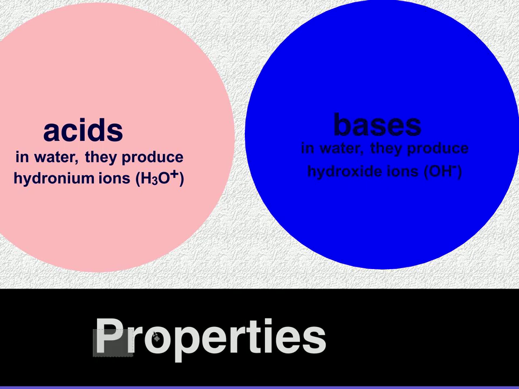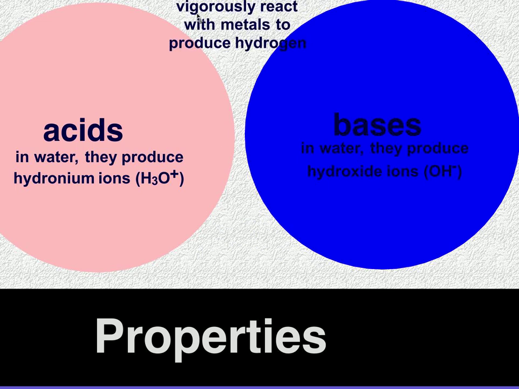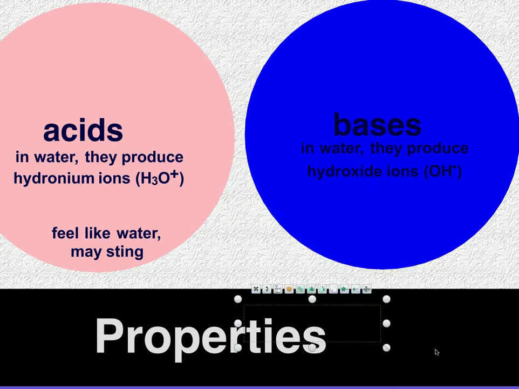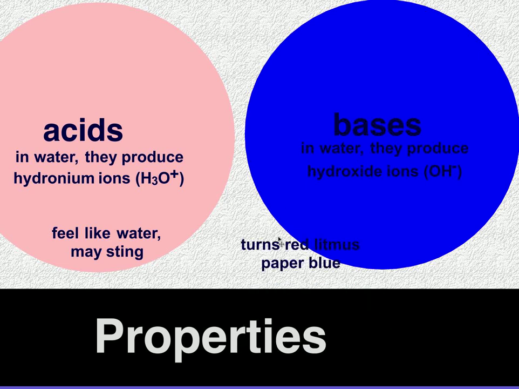Here, if I can find the properties. Okay. Vigorously reacts with metal to produce hydrogen ions. I'm sorry, I'm pulling up too at the same time. There we go. I'm trying to find the one.